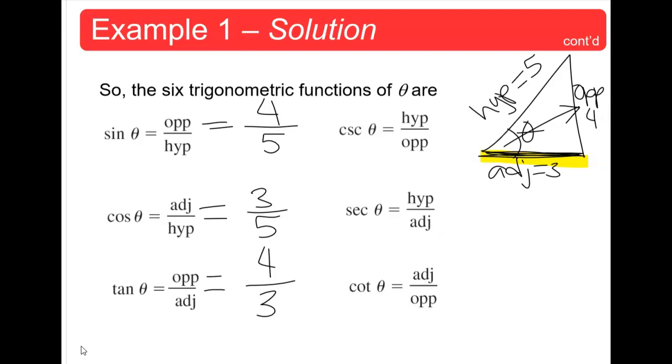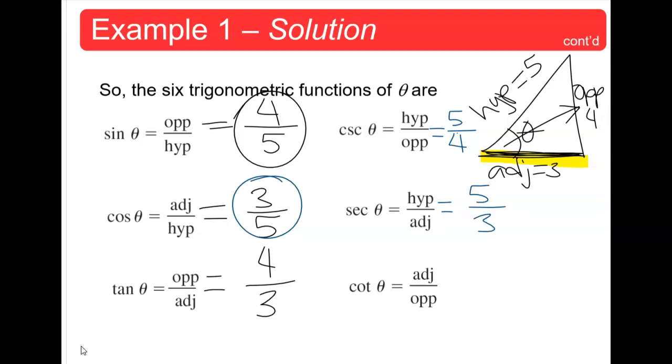Now, we already know that cosecant is the reciprocal of sine, so we just need to flip our numbers. So this is going to be 5 for hypotenuse, 4 for opposite. And here for secant, we're going to use the reciprocal of cosine, which will be 5 over 3. And finally, for cotangent, the reciprocal of tangent, that will be 3 over 4. And there you have it, all 6.